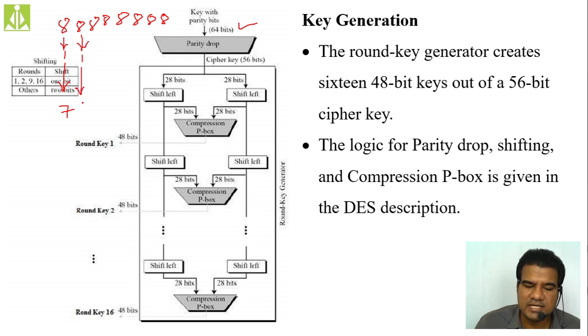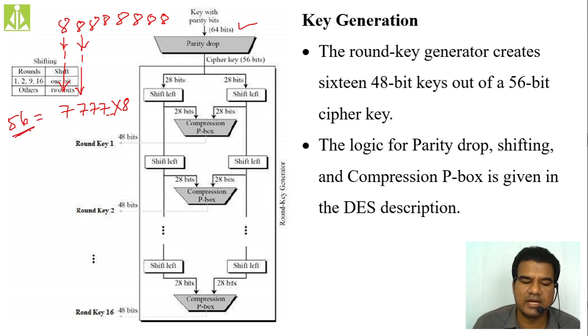So we will get 7, 7. How many 7s? We will get eight 7s. So after doing parity drop, we will get eight 7s. Eight 7s are 56. So in this way we are getting the 56-bit key. After applying the parity drop on the 64-bit key, we are getting the 56-bit key. Here I have explained it. And this parity drop, how it is doing, it is doing selectively.